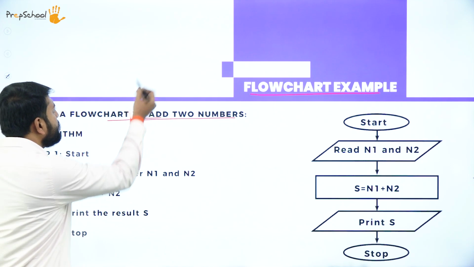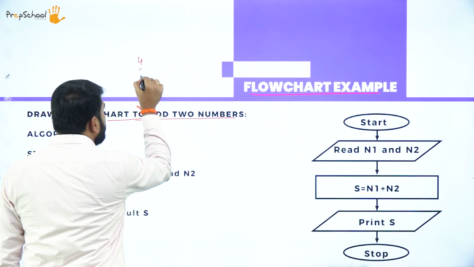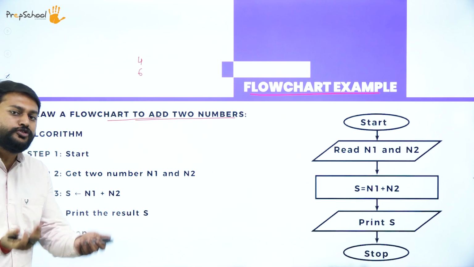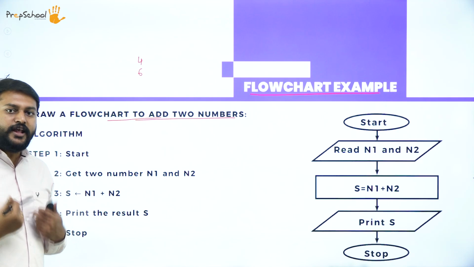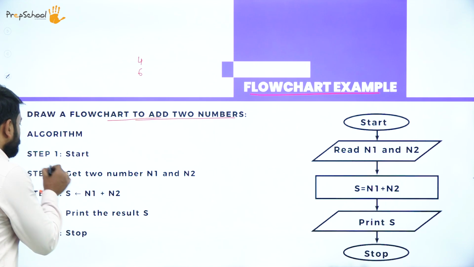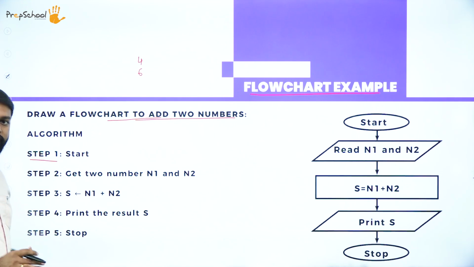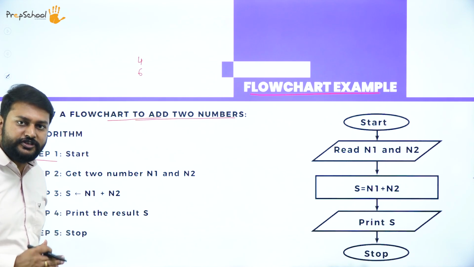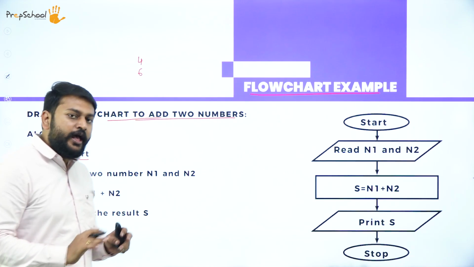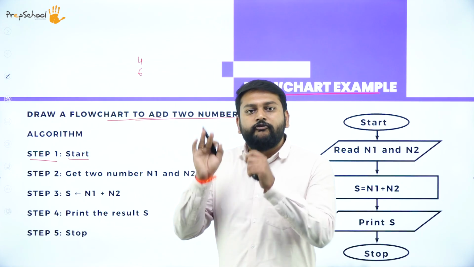If I want to add two numbers, first of all, I should have two numbers, right? So 6 and 4. All right, so these are the two numbers that I have. First of all, I should take that from the user, only then I can perform the addition. So let's try to understand. Step 1, okay, first of all, I should start. That is the first step in your algorithm. So I'm very clear about it.